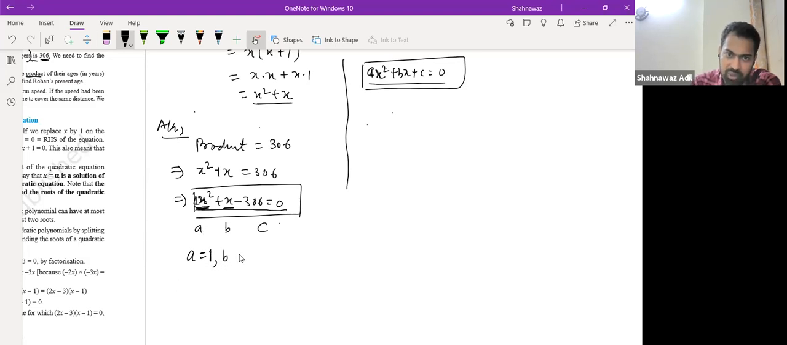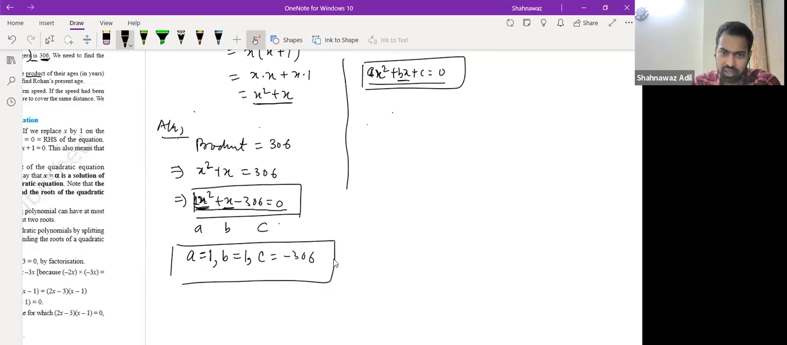And what would be B? It's the same thing, right, whether we write 1 or x? No, 1 is a constant, x is a variable, so they are totally different things. What would be B here? If we compare, B is 1, right? And C is minus 306. So these are the A, B, and C.